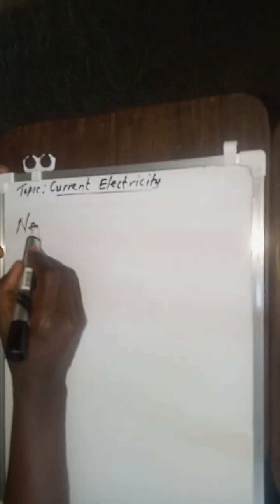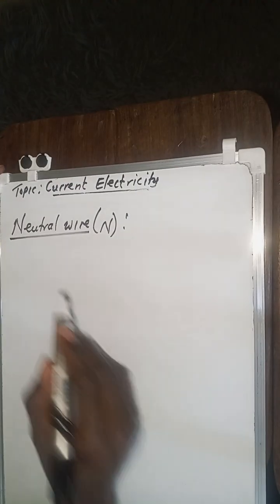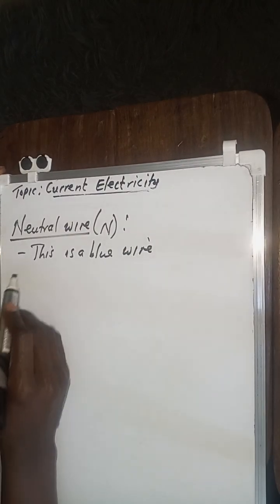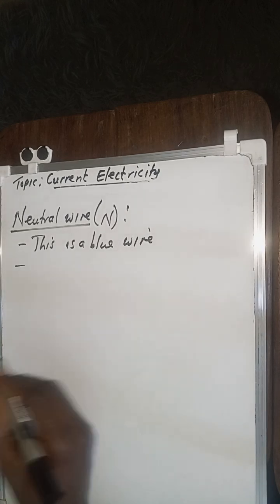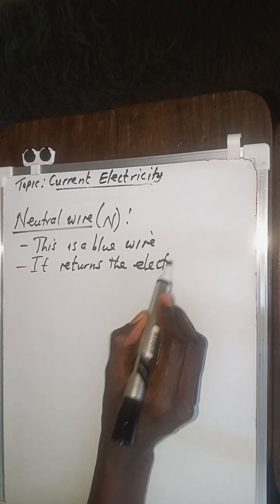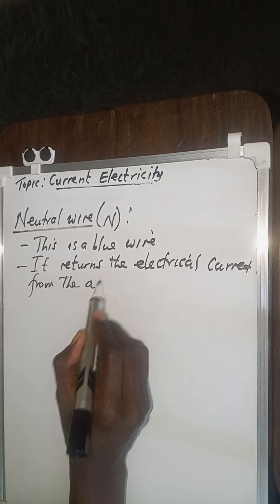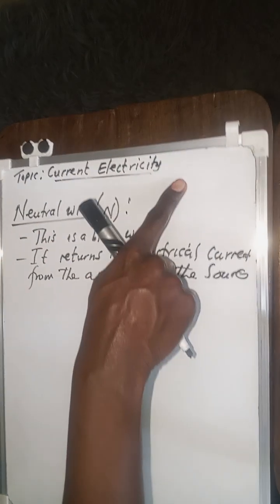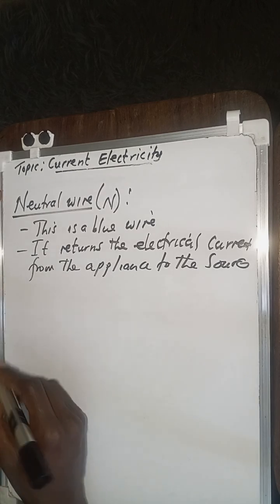Right, let's talk about the neutral wire, normally represented by N there. What is exactly the neutral wire? Like I said, this is a blue wire, and sometimes it may be coded as black. But what exactly does it do? Well, it acts as a return path. In other words, we can say it returns the electrical current from the appliance to the source. So when the live wire brings the electric current, the neutral wire acts as a return path, and that in turn helps to complete the circuit.